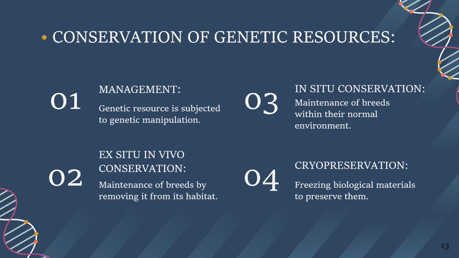Next is cryopreservation. It includes the frozen storage of rare breeds in the form of living semen, ova, tissues, DNA, or even embryos that can be used to regenerate animals.